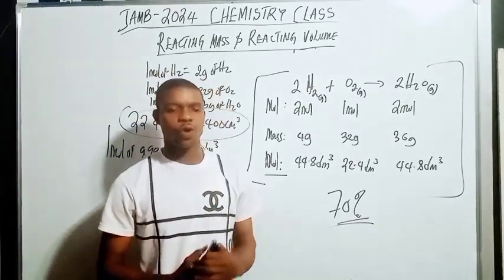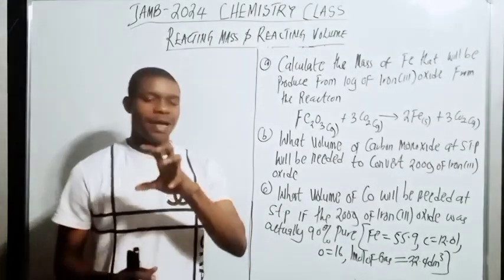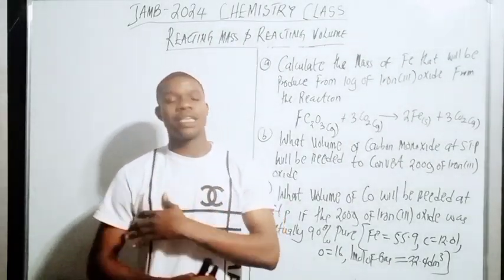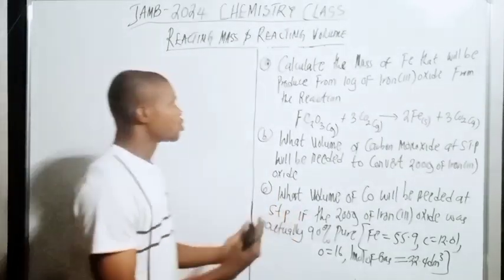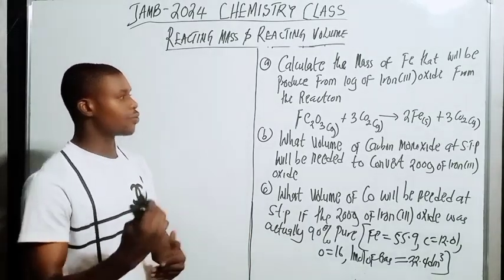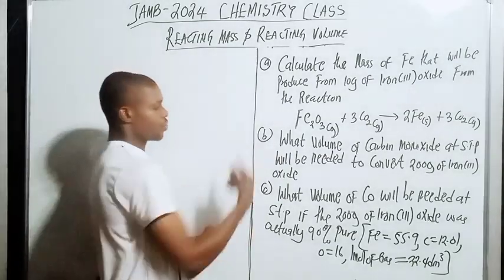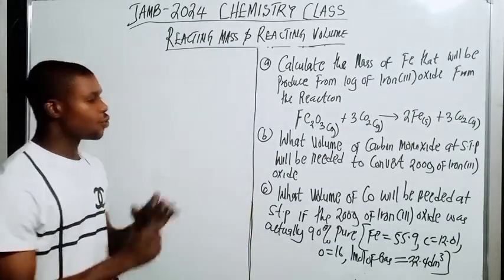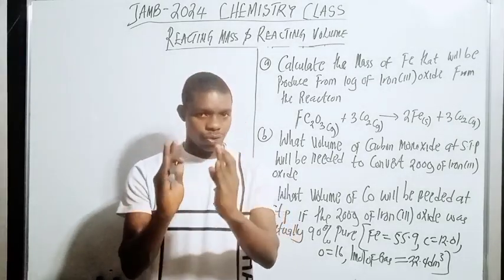So let's move to practice problem. Now let's look at the first question, and this question here is going to explain so many things to you, so please pay close attention. They said calculate the mass of iron that will be produced from 10 gram of iron 3 oxide from the reaction. Now look at the reaction here. What we want to do here is exactly what I say you should do.